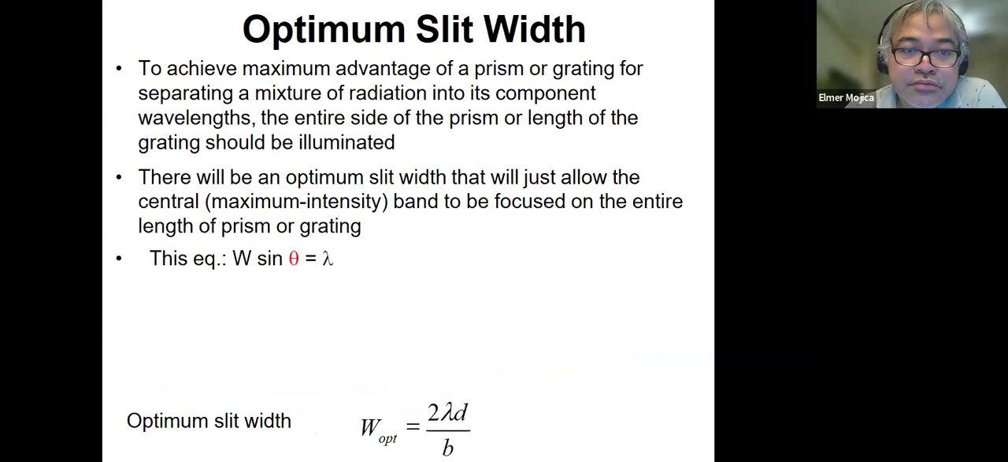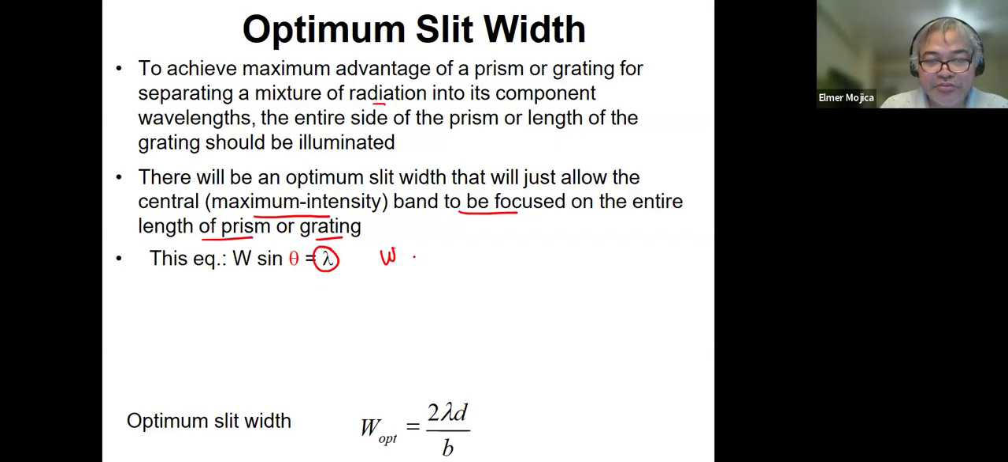Now, to achieve the maximum advantage of a diffraction grating or prism for separating a mixture of radiation into its component wavelengths, the entire side of the prism or length of the grating should be illuminated. When you do that, there will be an optimum slit width that will just allow the central maximum intensity band to be focused on the entire length of the prism or grating. And then it becomes W sine theta equals the wavelength.